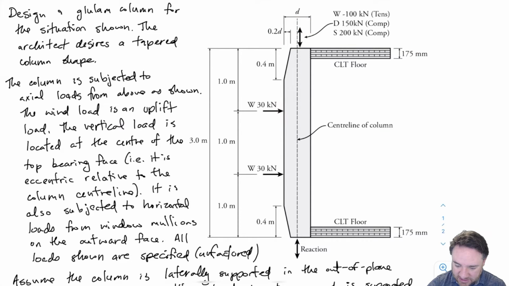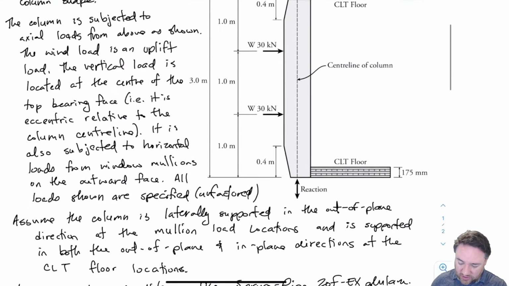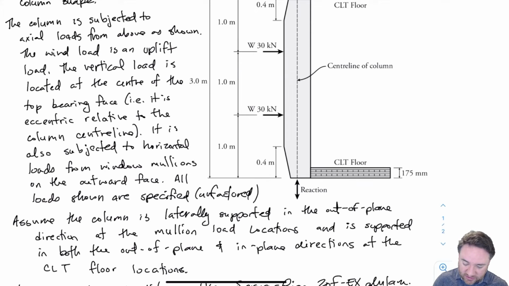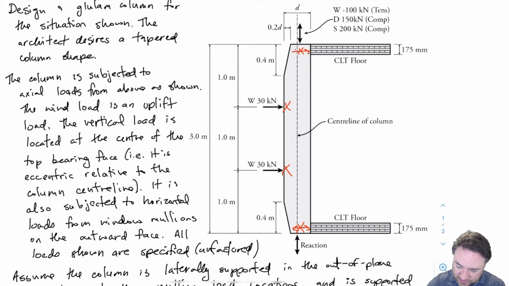So we're going to make some simplifications when we go through the design of this. And we're going to have to be very careful with how we consider all of our loads. As I said, the column is supported in the out of plane direction at the window mullion load locations. So that's here and here for out of plane, and it's supported in both in plane and out of plane directions at the CLT locations.